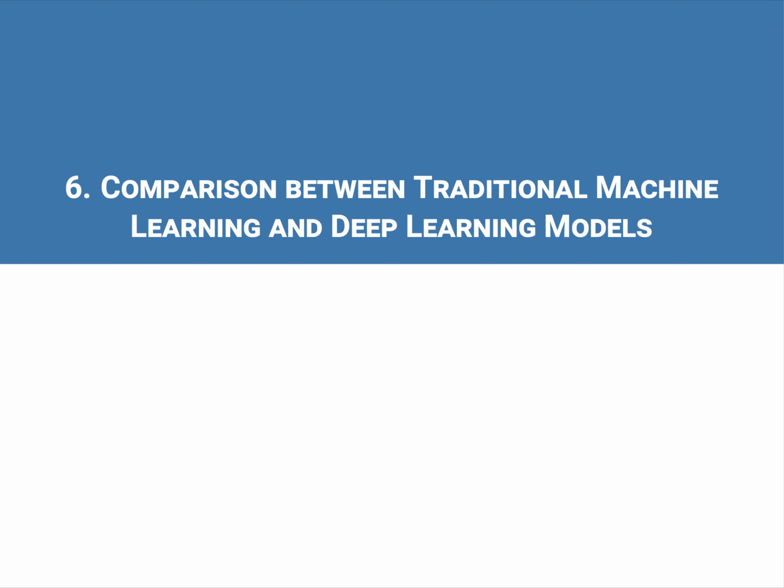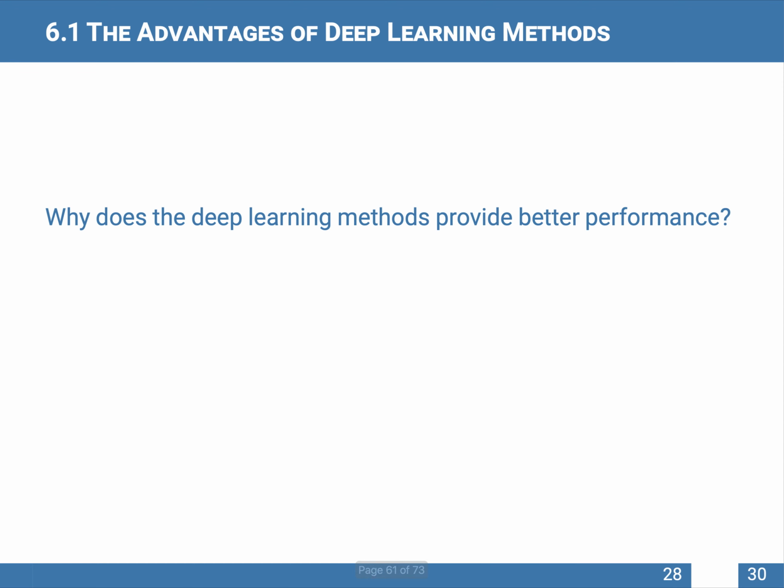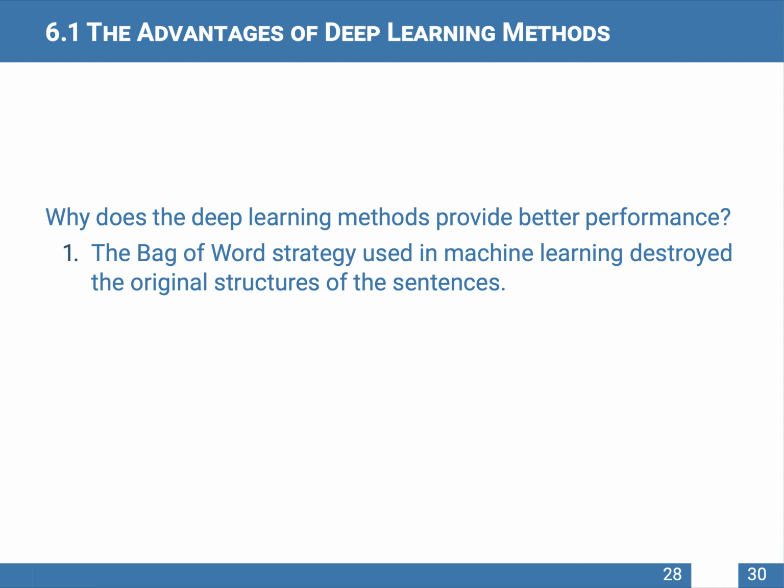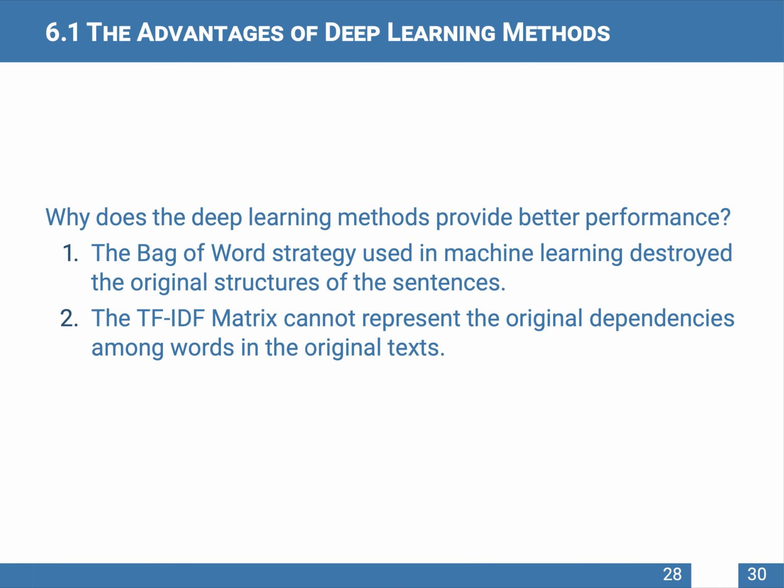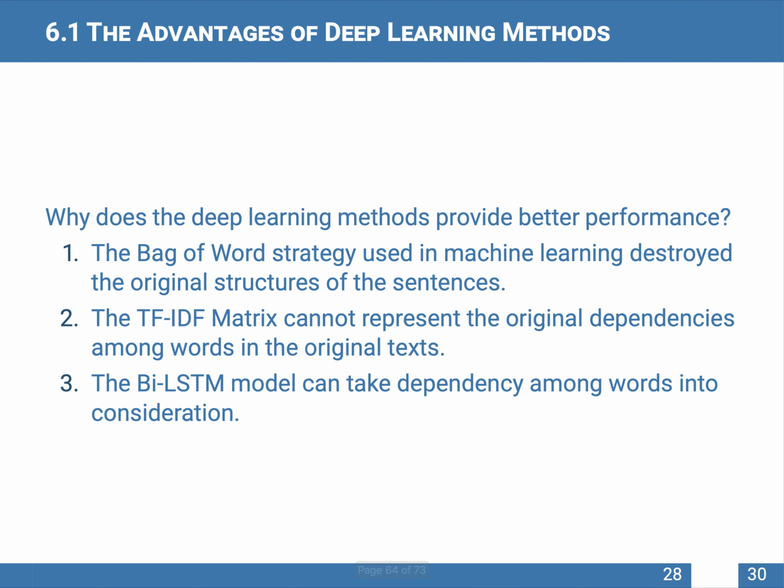Section 6. Comparison between traditional machine learning and deep learning models. From the results, we can see that deep learning models provide much better performance than machine learning models. What is the reason behind this? The first reason is the bag-of-words strategy used in machine learning destroys the original structure of the sentences. The second one is the TF-IDF matrix used in machine learning cannot represent the original dependency among words. However, in deep learning, the BiLSTM model can take dependency among words into consideration. So this is the reason why deep learning provides better performance.